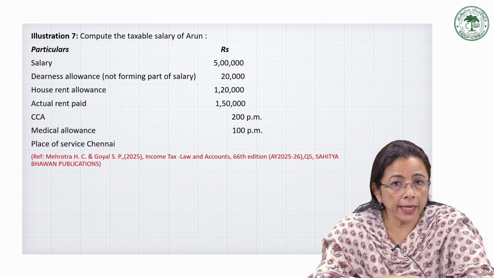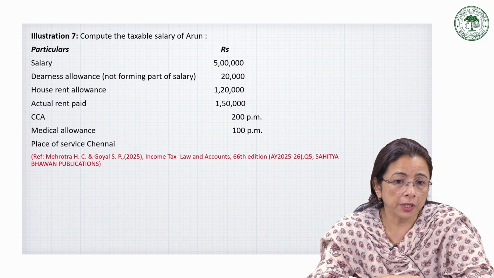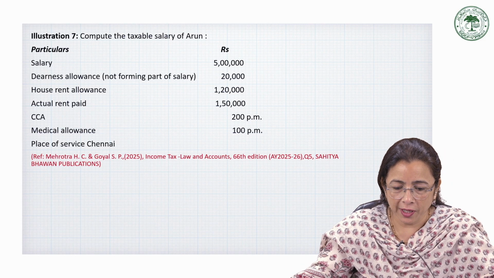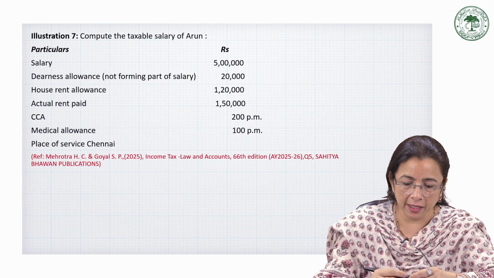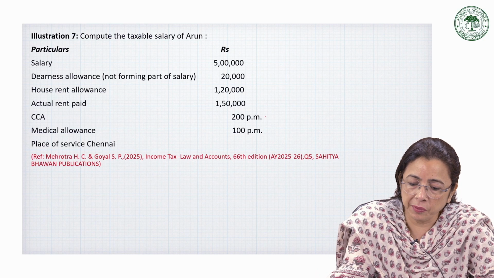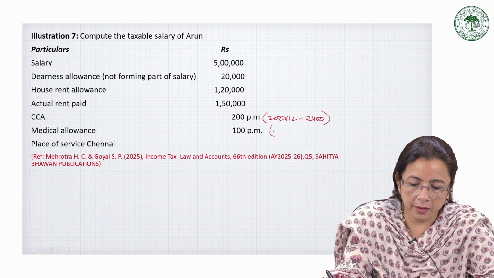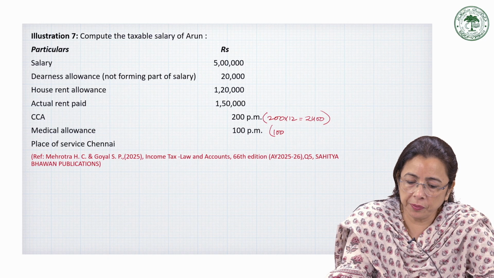Chennai is a metropolitan city and therefore we will consider 50% of the salary as one of the components for exemption. So let us do this illustration in order to understand things in a better way. CCA is given as 200 per month. Let us make it annual, that is 200 into 12, 2,400 annually. Sorry, that was CCA. Medical allowance is 100 rupees per month.